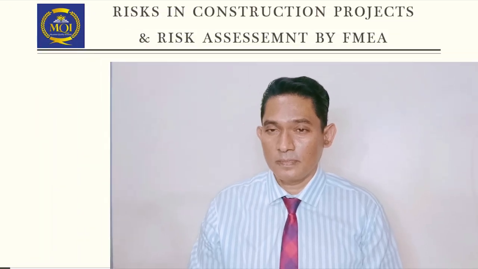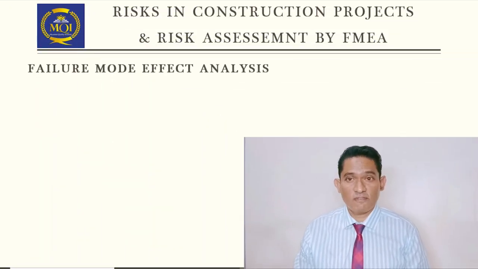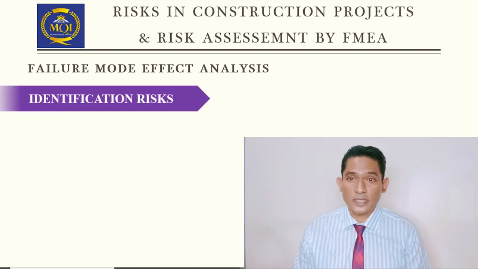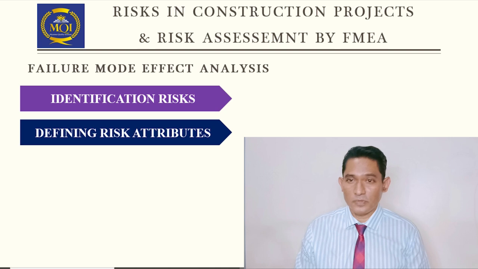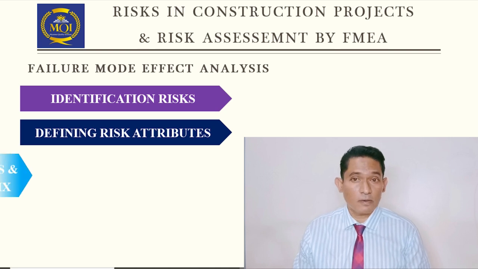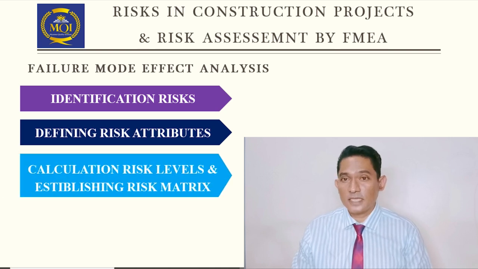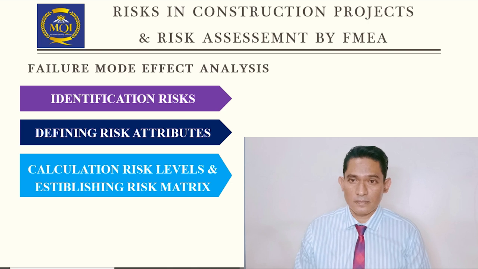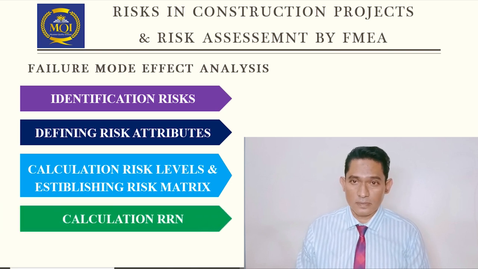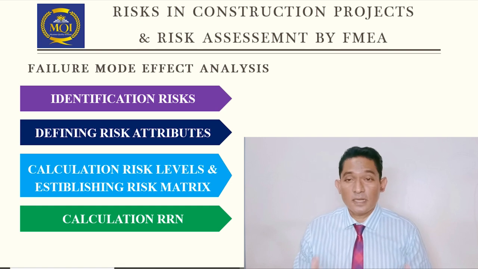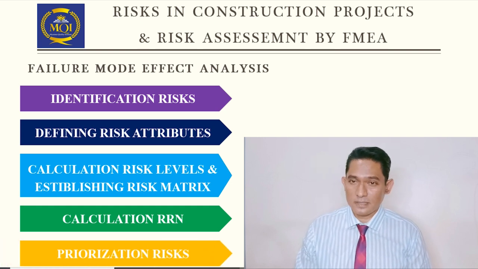Now let's start on how to use failure mode effect analysis as a risk assessment tool. Generally, failure mode effect analysis comprises five steps. Step 1, risk identification. Step 2, defining the risk attributes. Step 3, calculation of risk level and establishing the risk matrix model. Step 4, calculation of the risk ranking number. And step 5, determination of the risk priority.